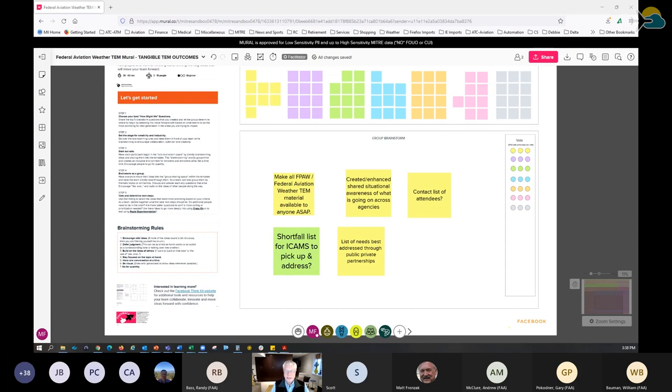But ultimately, we hope that this TIM, and I said that before in terms of tangible outcomes, created a shared situational awareness, et cetera. But I really hope, and I'm sure Matt and Randy and others share that sentiment with me, that this will set something in motion that will generate further discussions and further meetings that foster enhanced collaboration and enhanced sharing of information that will really benefit aviation and its stakeholders as we move forward.